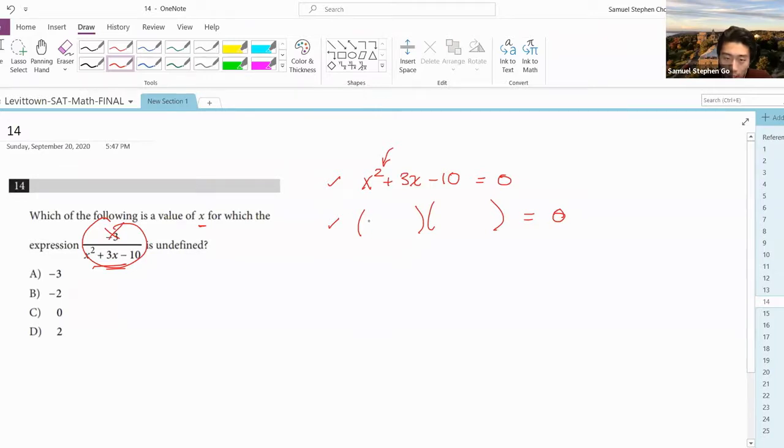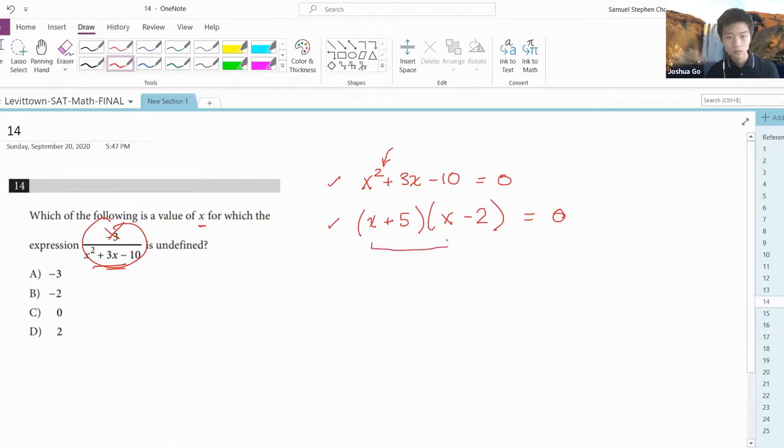So if we look at it, I'm thinking x plus 5, x minus 2 seems to work for me, just by inspection, because if you FOIL this out, right, first will get you x squared, the outside will give you negative 2x, the inside will give you plus 5x, that results in the plus 3x, and the last multiplication will get you minus 10. So this is a correct factorization.